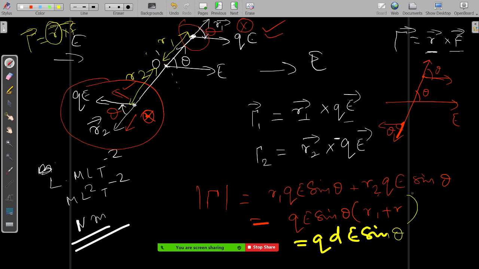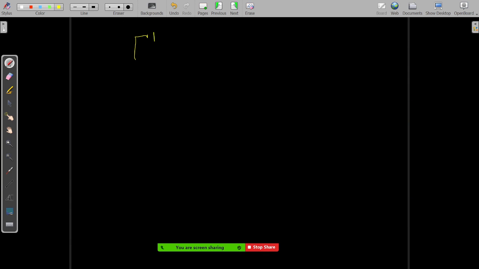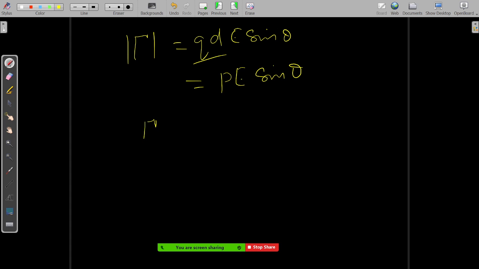Correct? So the magnitude of torque has come as Q into D into E sine theta. This Q into D is called the dipole moment. So this can be written as P cross E.